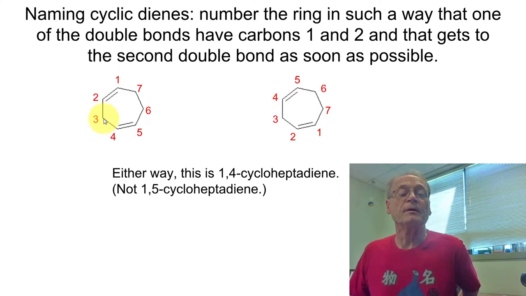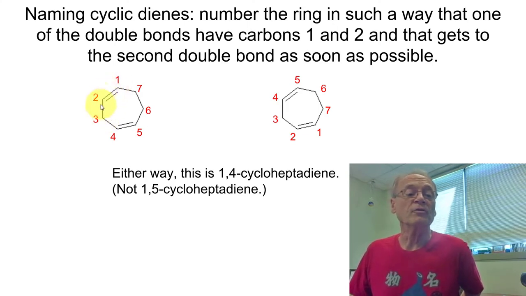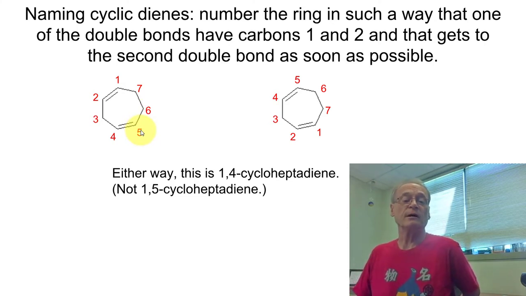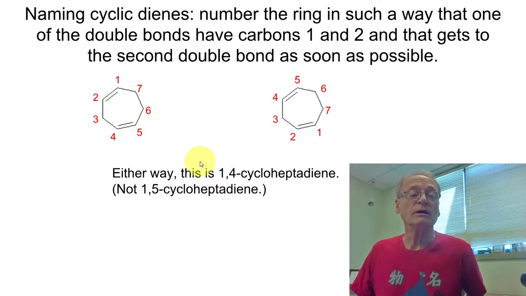Either way is fine. But notice that it's 1, 2, 3, 4, not 1, 2, 3, 4, 5, because if you called that one number 1 and went 1, 2, 3, 4, 5, you wouldn't get to the second double bond until carbon number 5. So it's 1,4-cycloheptadiene, not 1,5.